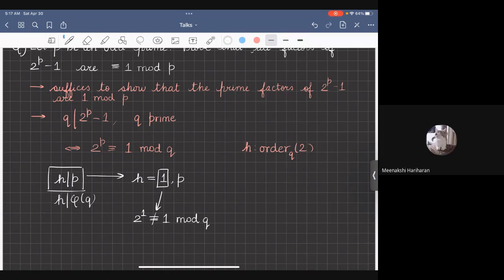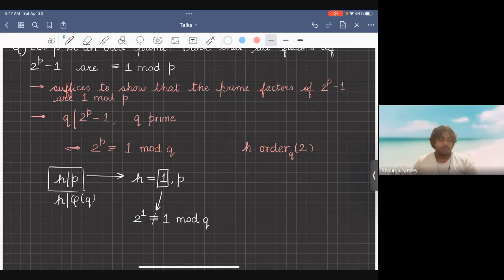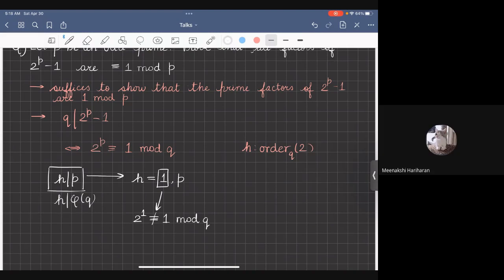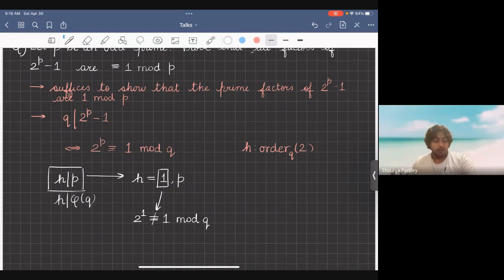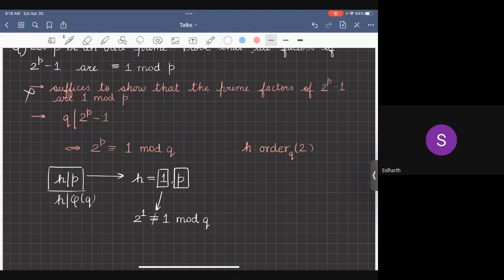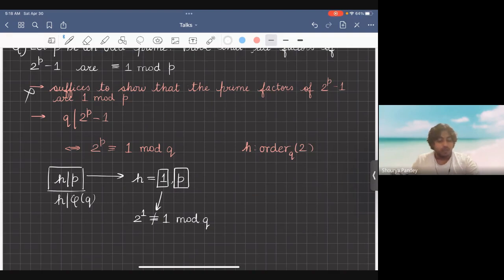q is just any prime factor of 2 to the p minus 1, such that 2 to the power p is 1 mod q. In fact, I don't think I even need q to be prime for this argument to go through. So maybe I don't need this step, but it's fine. I think you need it for the phi of q part, right? Oh yeah, true. I need it for the phi of q part. q is prime.